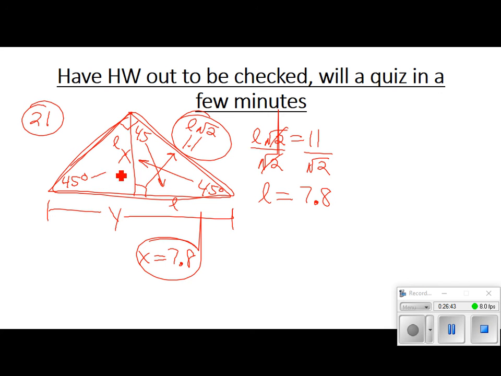That's the side across from the 45-degree angle on that. So instead of L radical 2, that's just going to be L. So we know L equals 11. Well, how long is this whole thing going to be then? If that's the hypotenuse in that big triangle.